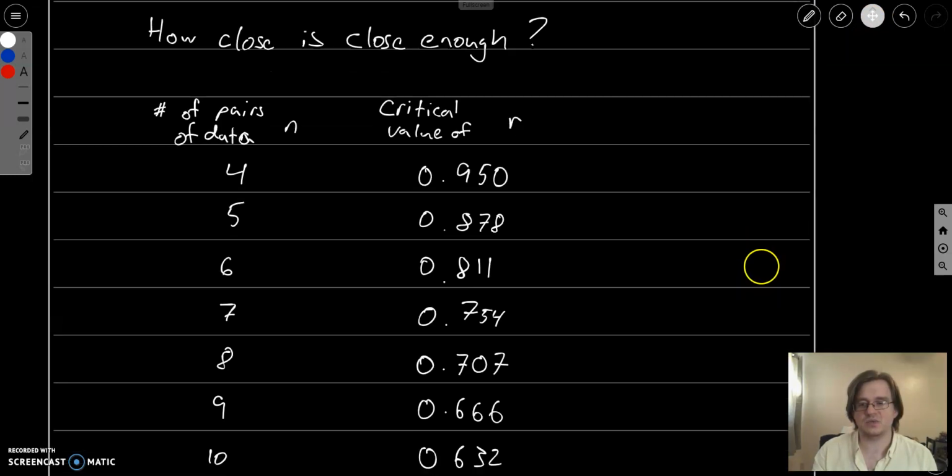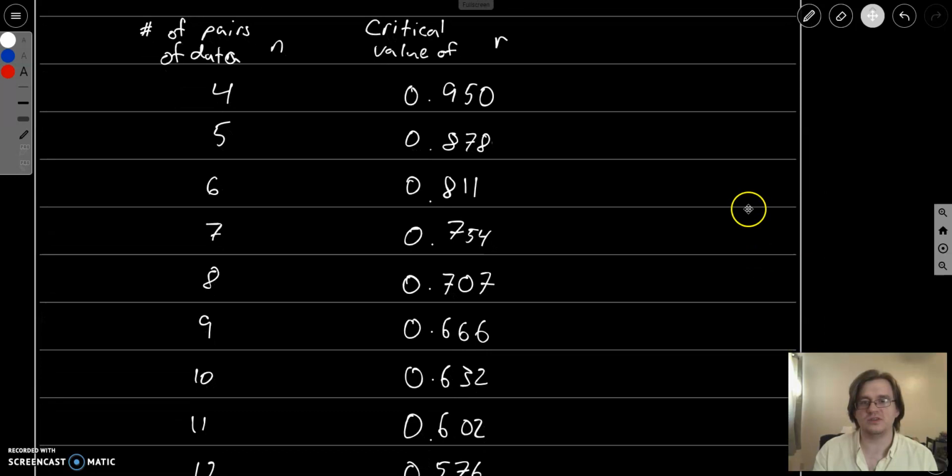The idea is that when we're using R, there are going to be critical values of R. And this will just come from a table that we'll look at. The critical value of R will determine how close we need to be to 1 or to 0 or to -1 to say we are linearly correlated. Also, the critical value of R depends on how many pairs of data you are looking at.